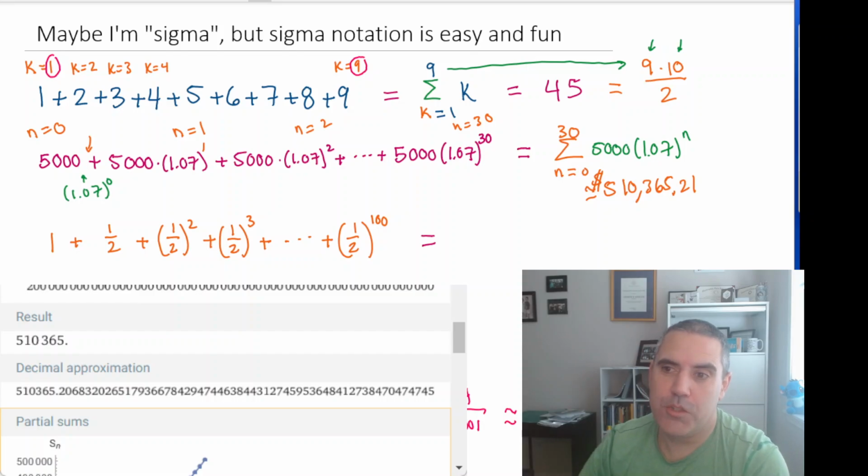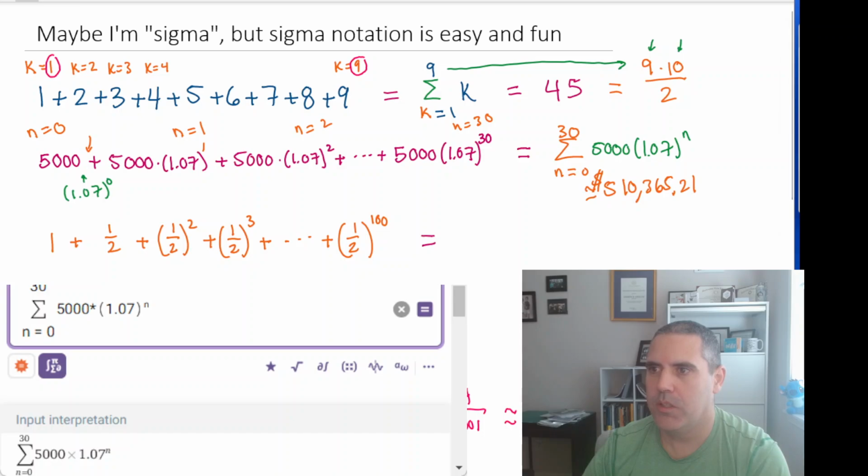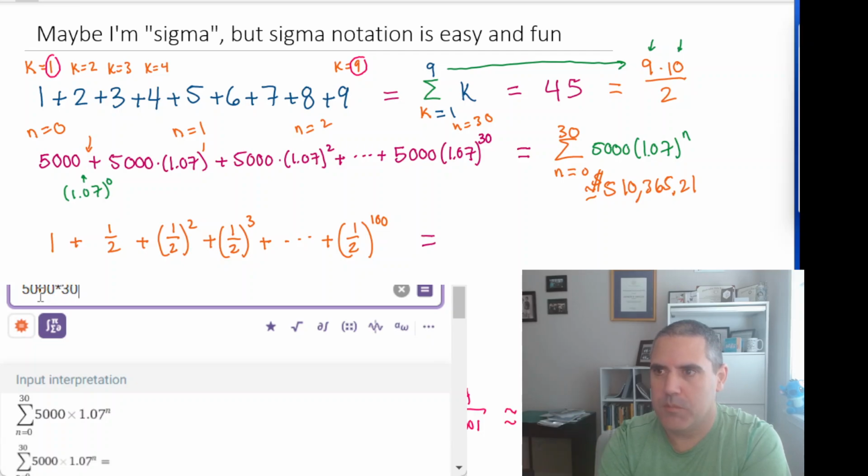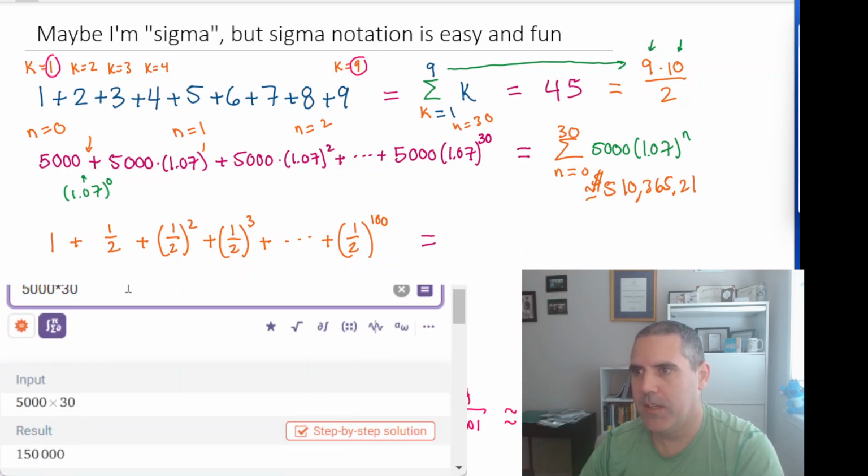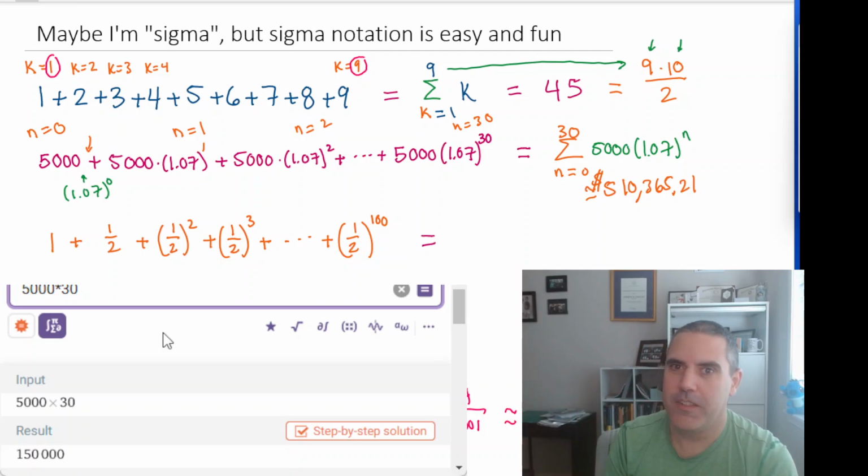You could also ask how much you actually contributed. That's more of a business question, but you contributed $5,000 30 times. So your contribution was, I'm going to get rid of my notation, 5,000 times 30. We do this in the business math class. So you only contributed 150,000. Wow. Look at all the interest we earned. So only 150,000 of this money was the money we put in. The rest was interest. Boy, it's good to save money. It's the power of compound interest.